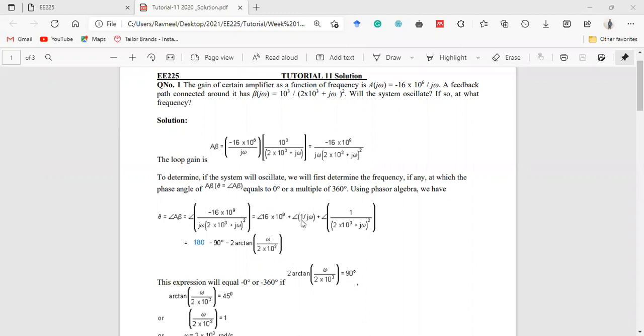If we take the j on top, in that particular case, what happens? The angle of negative j times 1 upon omega is basically negative 90 degrees, right? So the angle of that is negative 90 degrees. Then minus, when we have the vector over here, since this particular part, the denominator, is 1 upon something, basically what we can say is this is the same as 0 degrees minus the angle, right?